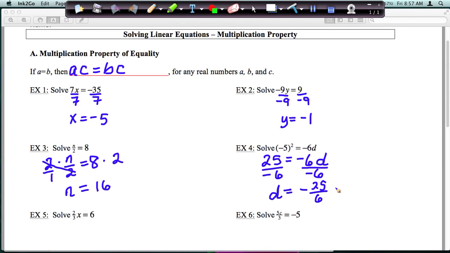Or you could write this as a mixed number. I'm going to leave it as an improper fraction, though. Just make sure it's always in reduced form. That means if there was a number that divided into 25 and 6 evenly, you would want to do that.